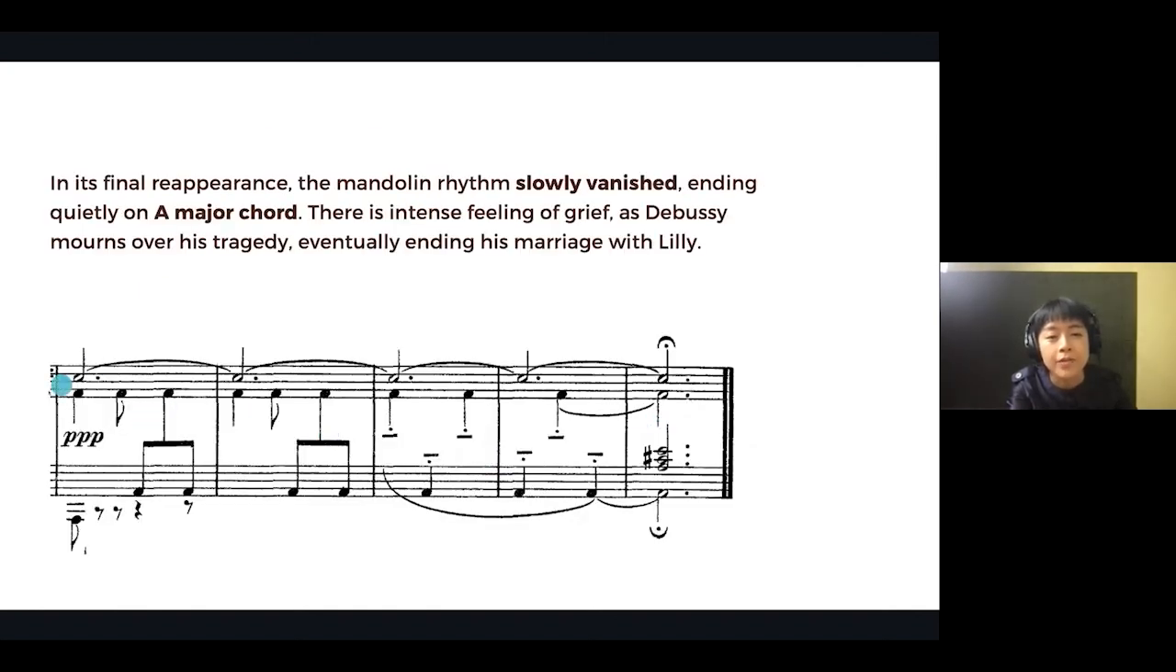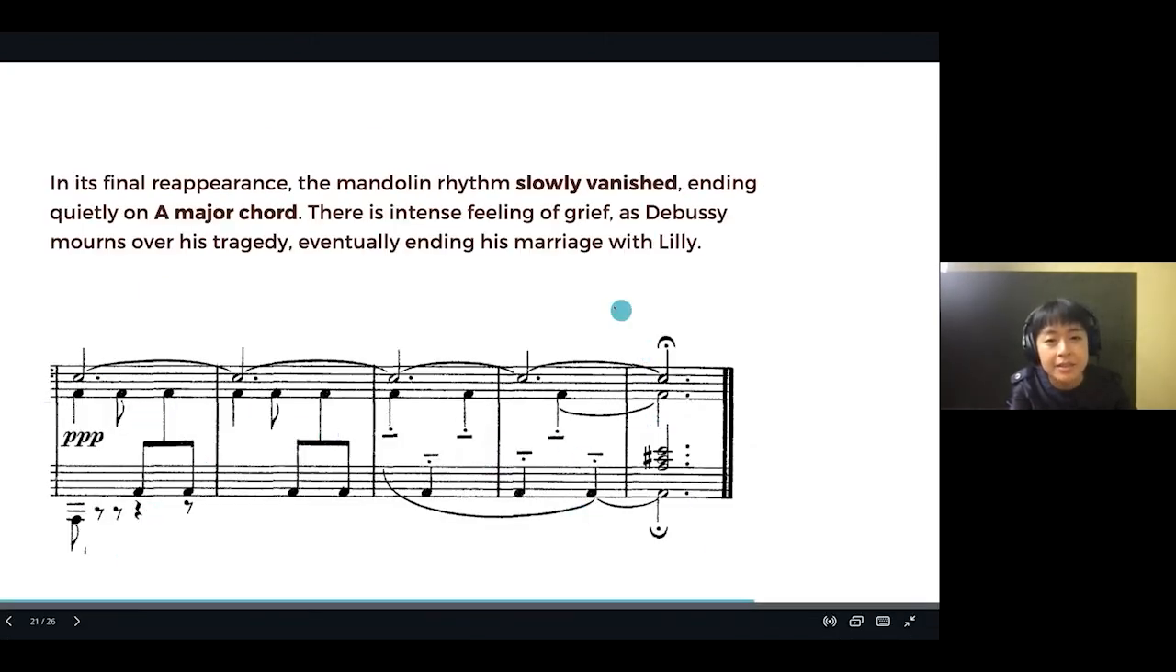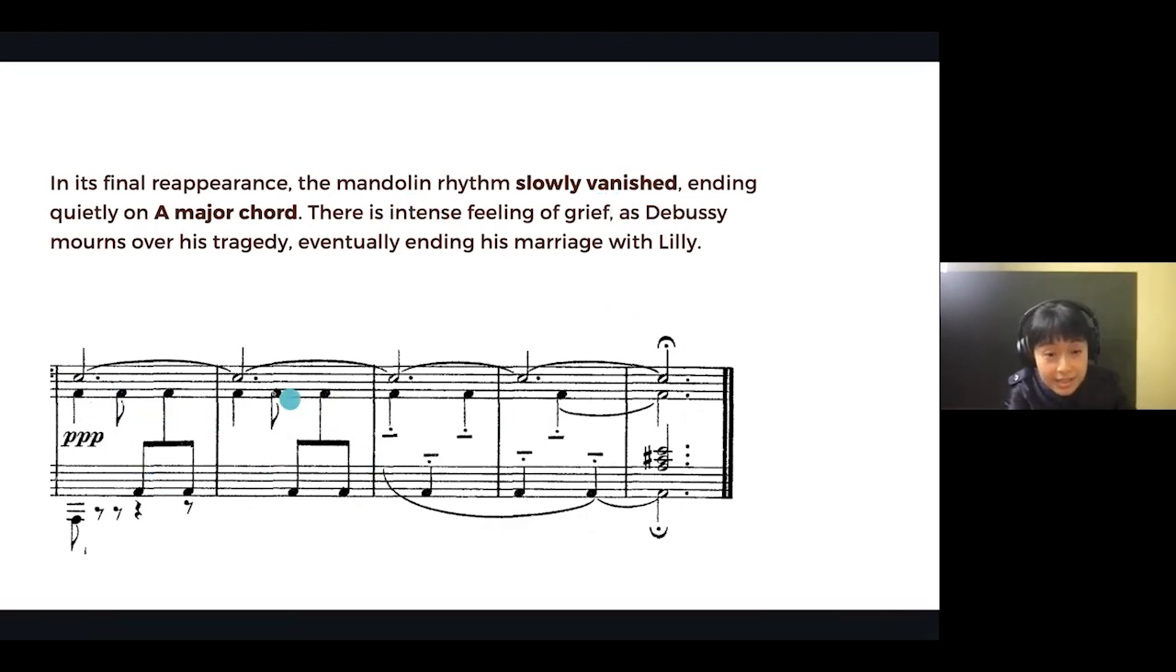Now, what's very interesting is that at the very end, the mandolin rhythm slowly vanishes, although there's still a last reappearance of the mandolin rhythm. It slowly disappears, and you have an A major chord, as if he's so decisive about his plan to end the marriage. And the end of this piece, I think, is the most intense in expressing tragedy.